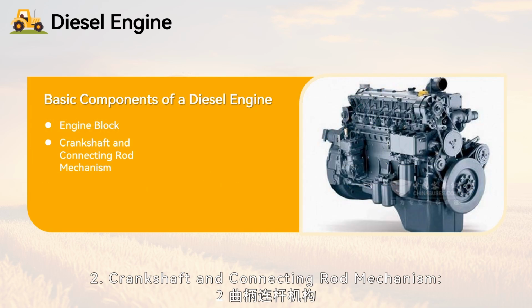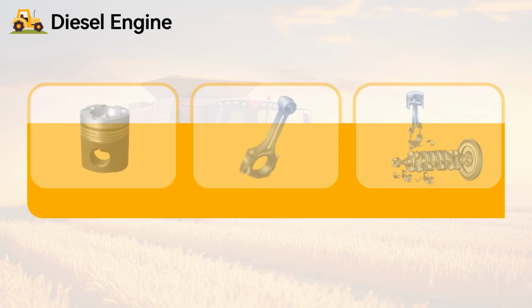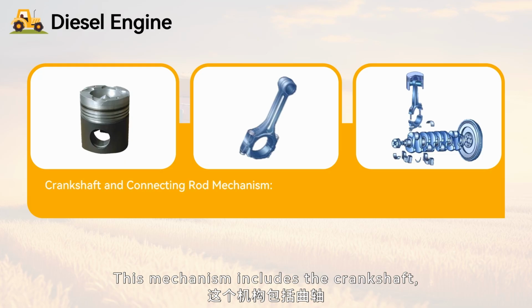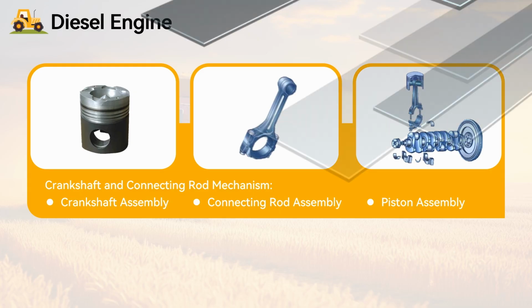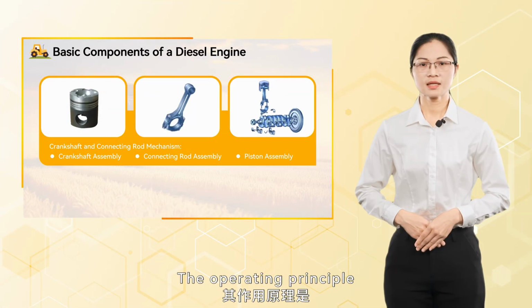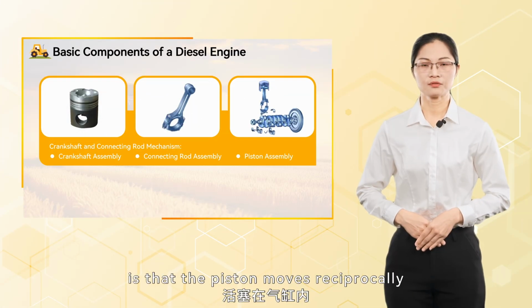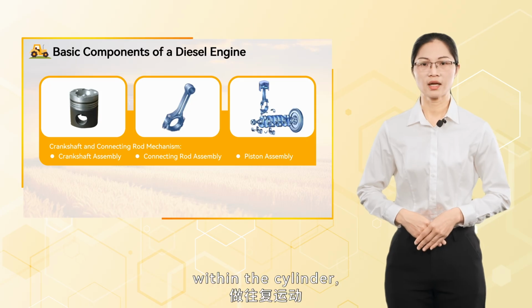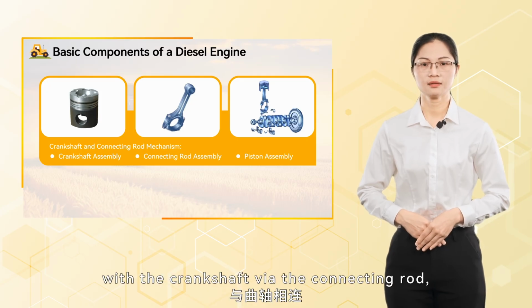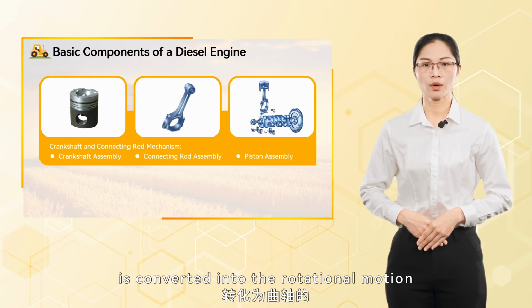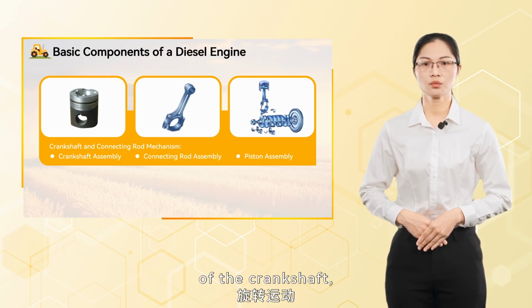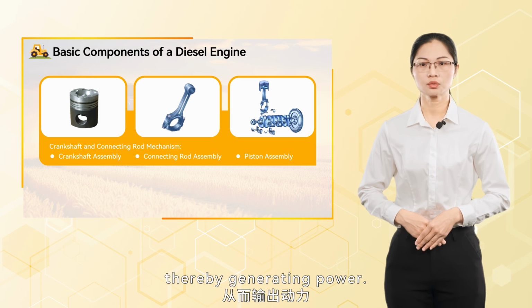2. Crankshaft and connecting rod mechanism. This mechanism includes the crankshaft, connecting rod, and piston. The operating principle is that the piston moves reciprocally within the cylinder, and through its connection with the crankshaft via the connecting rod, the linear motion of the piston is converted into the rotational motion of the crankshaft, thereby generating power.